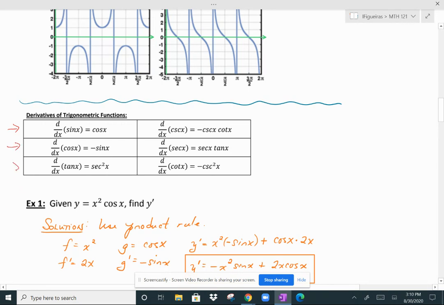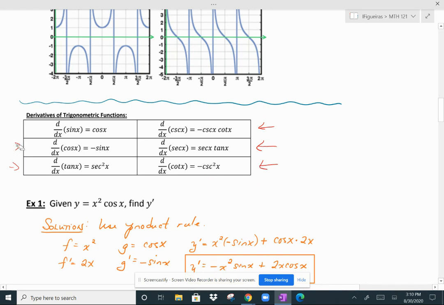The derivative of tangent of your variable is secant squared of the variable. Derivative of cosecant is negative cosecant cotangent. Derivative of secant is secant x tangent x. And derivative of cotangent is negative cosecant squared.